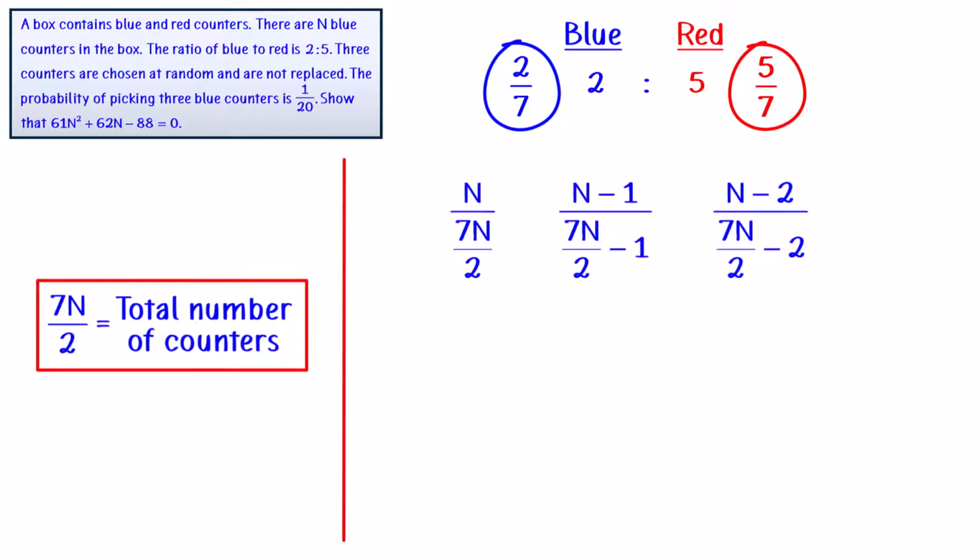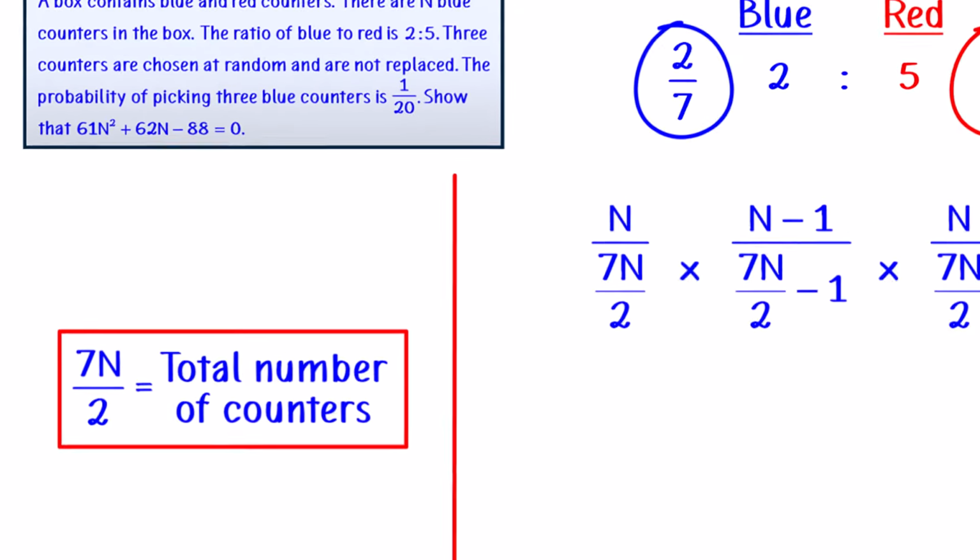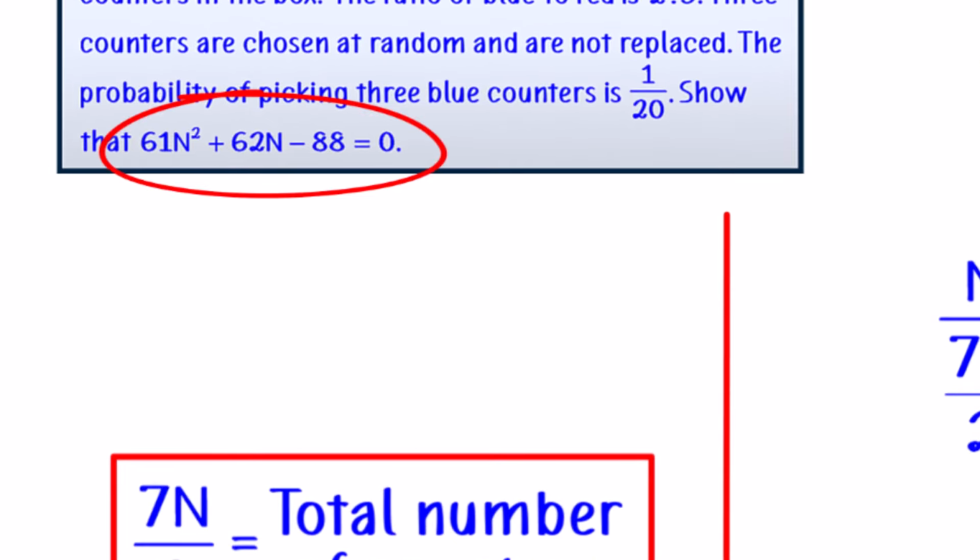Okay, so we now multiply these 3 probabilities together and make them equal to 1 over 20, as this is the probability of picking 3 blue counters. And hopefully, now that we have an equation, this should simplify to 61n squared plus 62n minus 88 is equal to 0, as was given in the question.